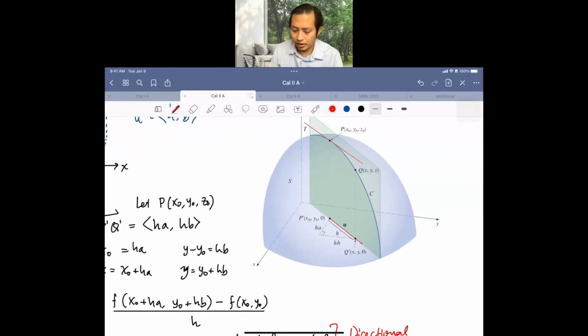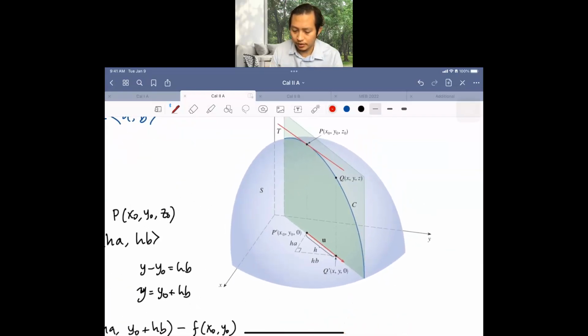If you can understand what the directional derivative means, it means that we are going to look at the tangent at every point along the curve, along the curve C. So we are going to have this curve C, which lies on the surface S, right? And we are going to look at the points on all those paths.